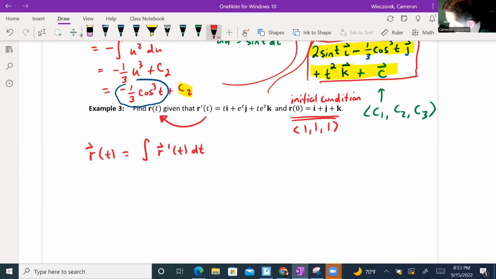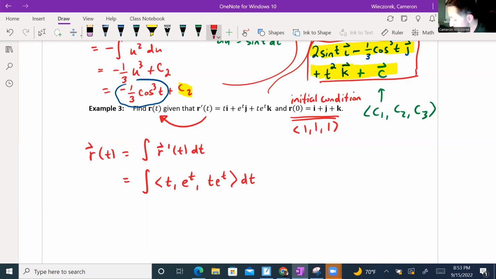I'm going to use component functions for this one. Makes it a little bit easier. I think I'm going to work my way down this way. Okay, so I'm integrating. What's r prime? t e to the t. Don't forget your dt notation is just as important as it was last year.